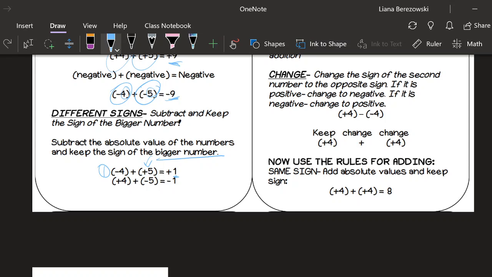Now, if we switch the positive and negative signs, so our question now became positive 4 plus negative 5, the difference between the numbers is still the same, right? So the difference between the absolute values of 4 and 5 is still 1, but this time our bigger number 5 has a negative sign instead of a positive sign, so our answer has to have a negative sign as well. Okay, so those are some tricks for adding integers.